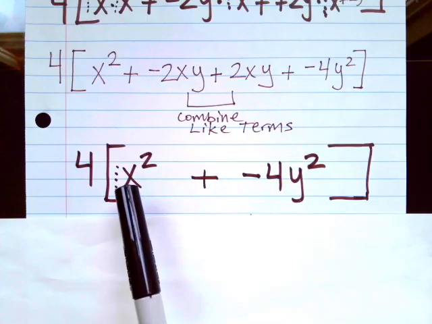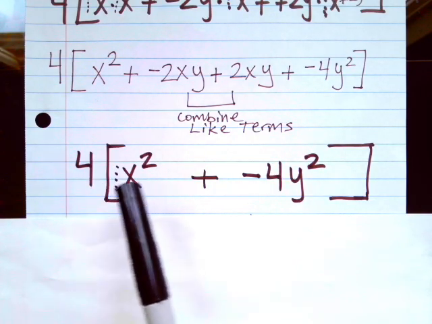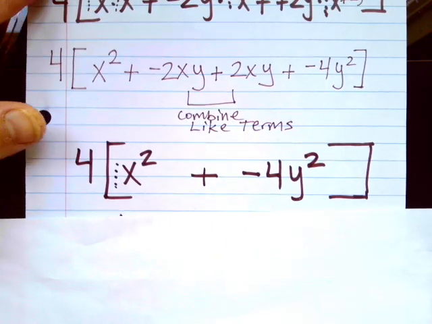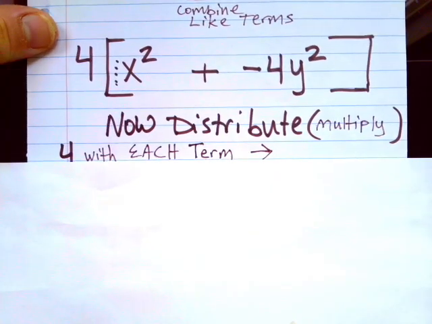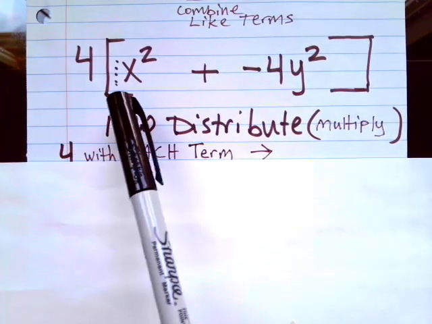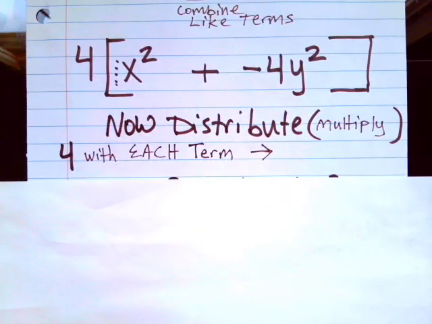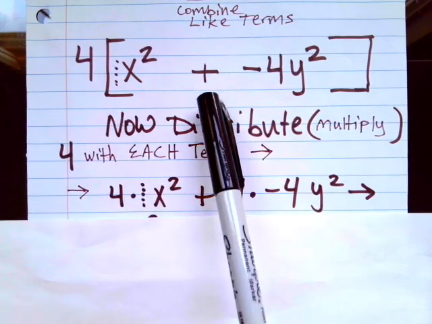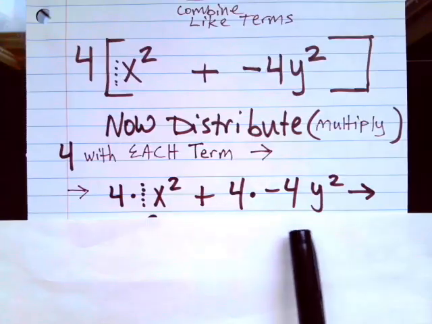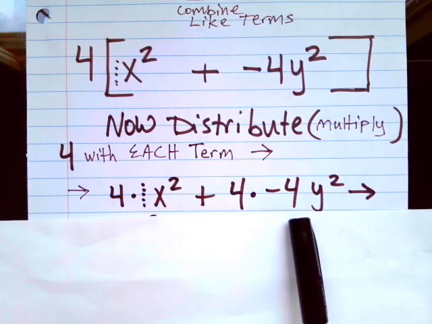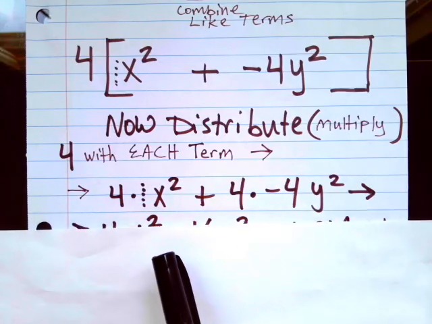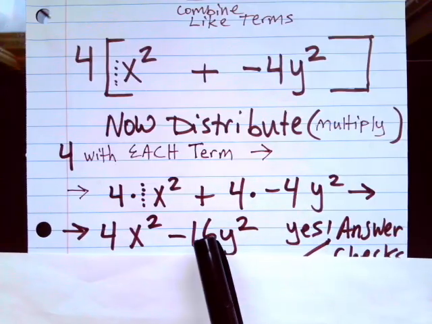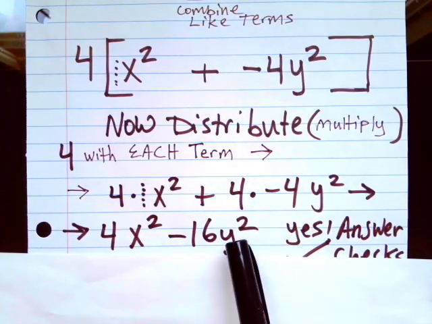So now I'm going to distribute the 4 times 1x squared and then plus the 4 times a negative 4y squared. And again, the goal is to come up with the same exact answer, right? I'm going to distribute. Just means multiply 4 times both of those terms. 4 times each of the terms. And I'm showing you here 4 times 1x squared plus 4 times a negative 4y squared. So 4 times 1 is 4, and then we have that x squared attached, plus 4 times a negative 4 is negative 16. We have that y squared attached.